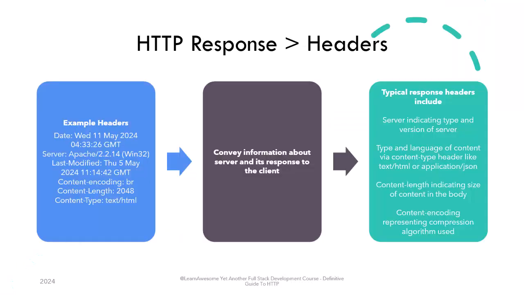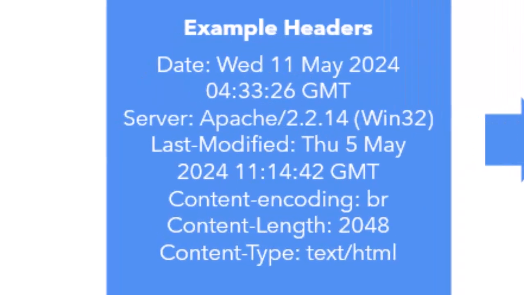Just like HTTP request headers, the response headers convey information about the server and its response to the client. For example, the type and language of content via the Content-Type header having a value of text/html or application/json. The Content-Encoding header generally contains the compression algorithm used to compress or encode the response. If you recall, the request headers also had a similar header which told the server which types of encoding the client can process or handle. And the server chooses one of these options to encode the response and notifies the client via the Content-Encoding header in the response.